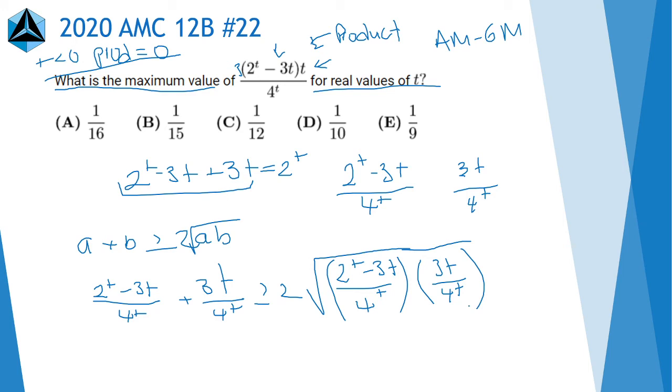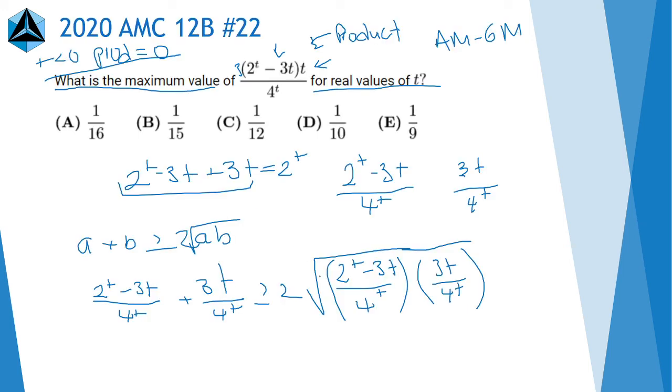Now if I were to go into the next slide, before I go on, I'm going to rewrite this product, and you can see that the sum here, these and these cancel, so it becomes 2 to the t over 4 to the t. So moving on, if you continue, we get 2 to the t over 4 to the t is greater than or equal to 2 square roots of 2 to the t minus 3t.